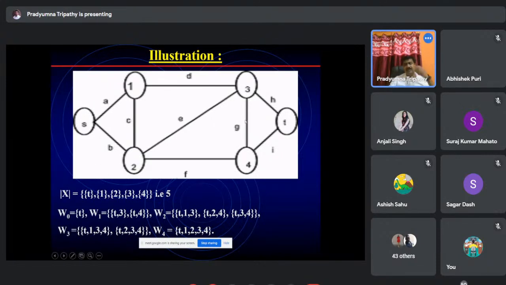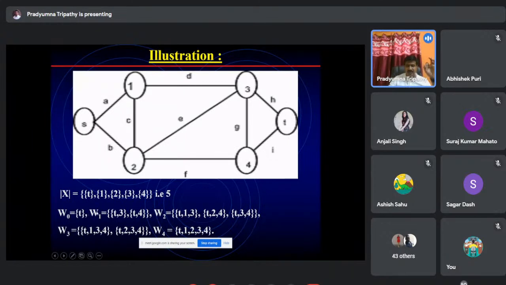So we'll start with the first working set. We'll start with this T. First I'll take a set W0 equal to T. So T is the one set. What are the links associated with T? They are H and I. What are the nodes associated with T? This is H and I. That we will consider, and we start with the first node, which is T.